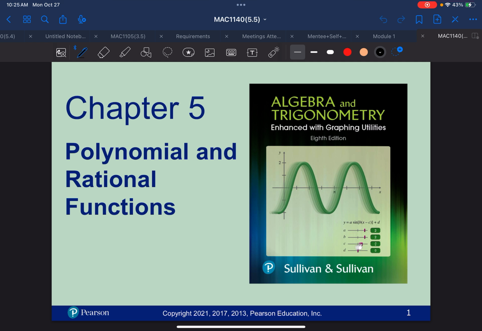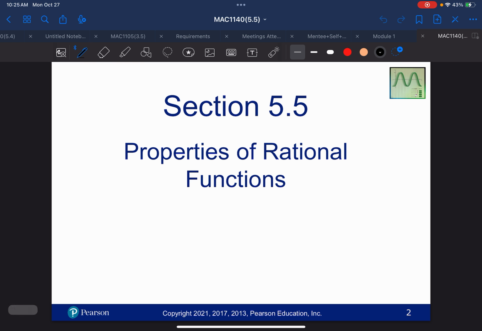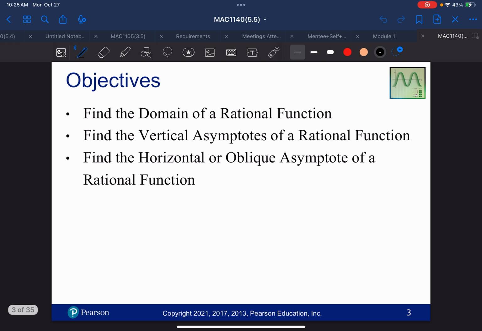Okay, so in this video, I'm going to be going over section 5.5, which is about rational functions and the properties of rational functions. So we're going to be talking about how to graph rational functions and how to identify their vertical and horizontal asymptotes or oblique asymptotes.